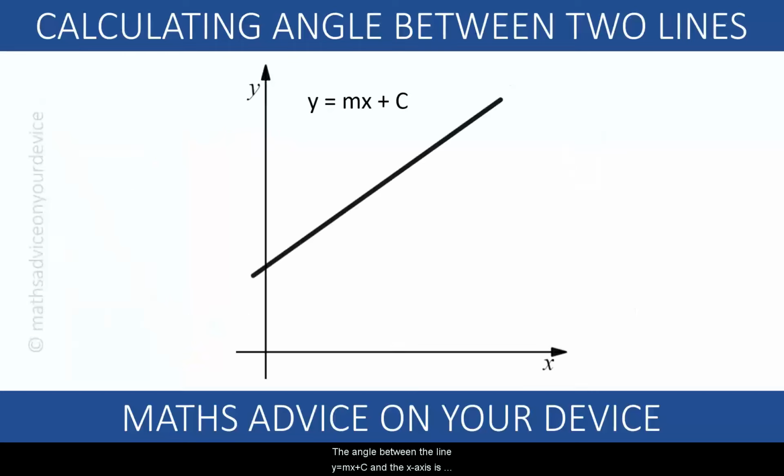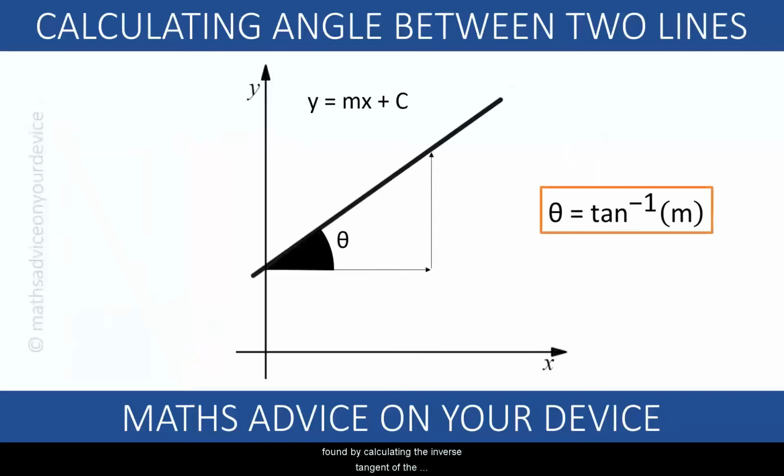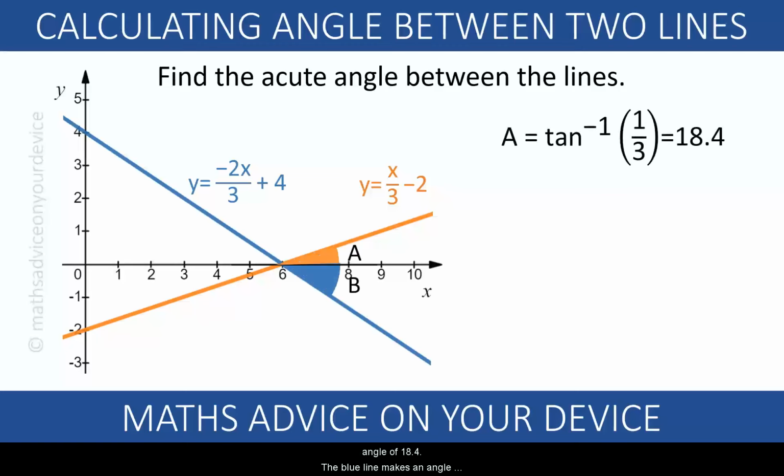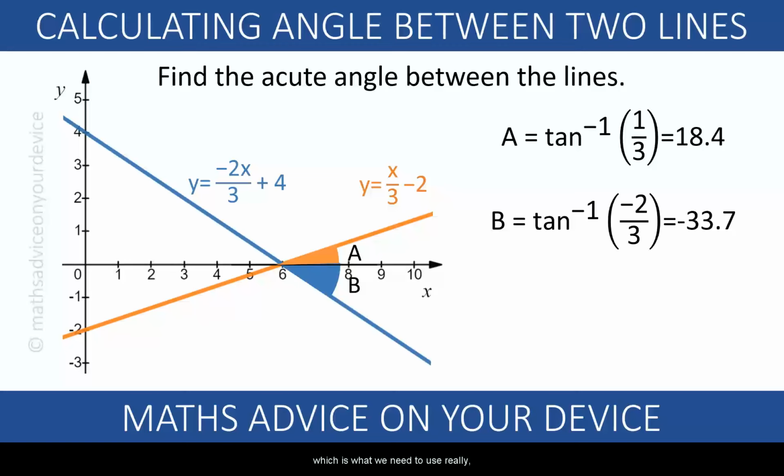The angle between the line y equals mx plus c and the x-axis is found by calculating the inverse tangent of the gradient m. Let's spice things up a little bit, shall we? Let's find the acute angle between these two lines. The orange line makes an angle of 18.4 and the blue line makes an angle of 33.7. Their absolute values, which is what we need to use really, add up to 52 degrees, which is the acute angle between the lines.